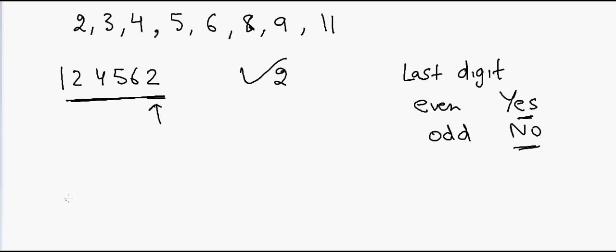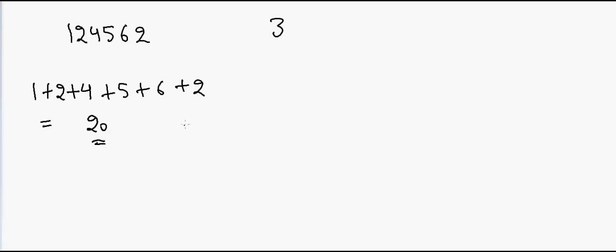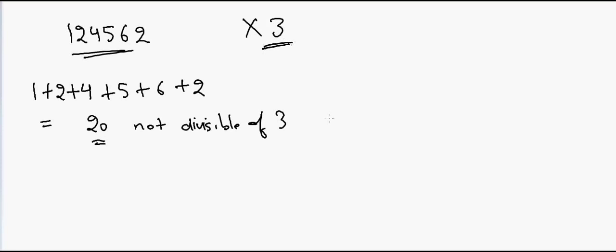Now let's talk about division by 3. If I have 1, 2, 4, 5, 6, 2 again, and I'm looking at whether it's divisible by 3 or not, what I'll do is add all these digits together. So 1 plus 2 plus 4 plus 5 plus 6 plus 2. That gives me 3, plus 4 is 7, 7 plus 5 is 12, plus 6 is 18, plus 2 is 20. As you can see, 20 is not divisible by 3, so this number cannot be evenly divided by 3.